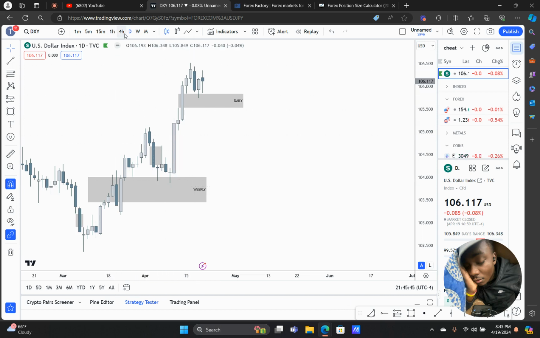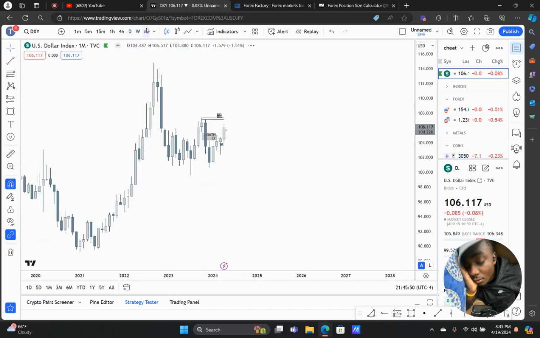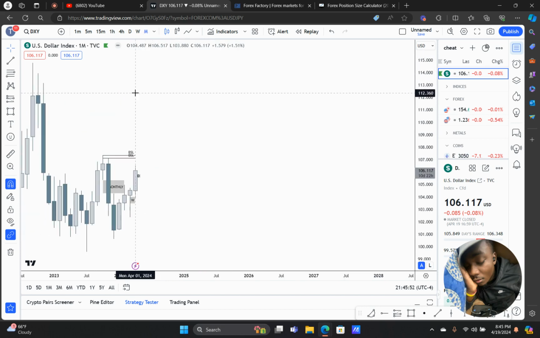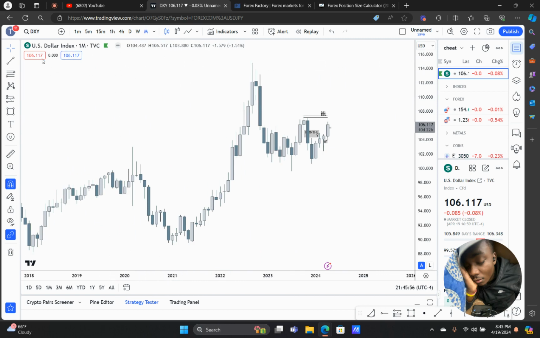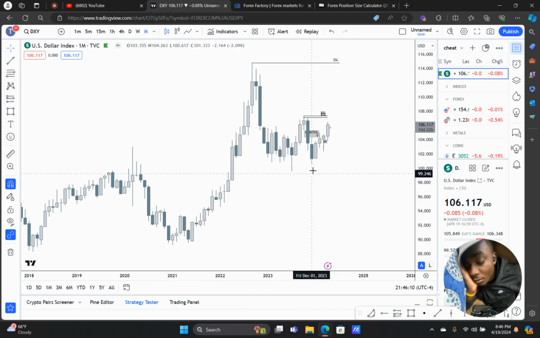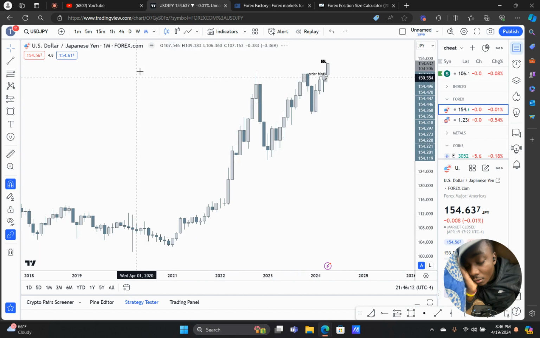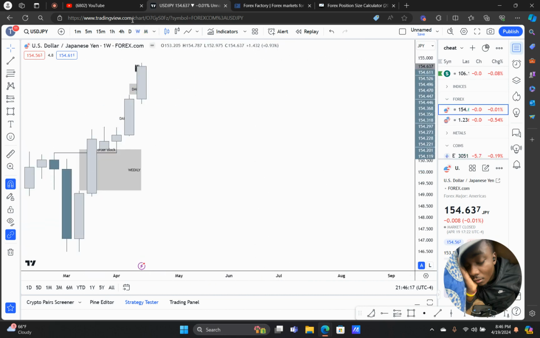Until they show me that monthly PD array is going to start getting respected, I'm not too worried about anything right now. And then we still have these highs right here that we can sweep. I would like to see this get swept, honestly, but we've got a long way to go. Long way to go for these highs on the dollar to get swept. UJ, all-time highs, honestly, which we're not surprised about.